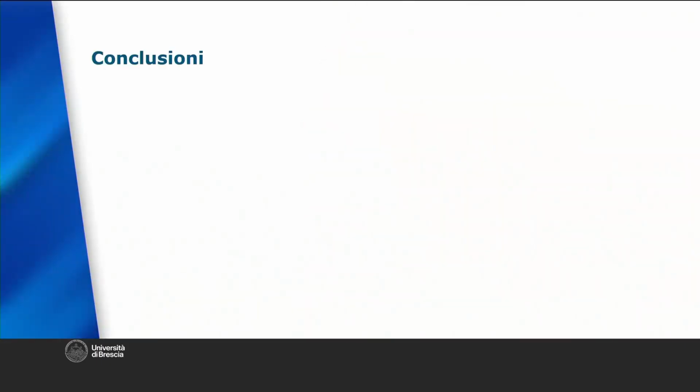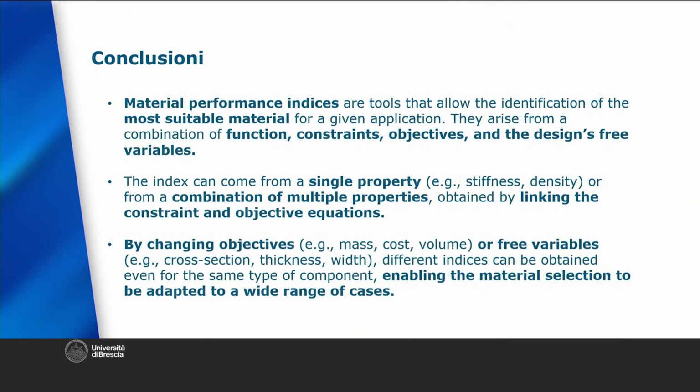In this in-depth lesson, we saw that material performance indices are tools that allow you to identify the most suitable material for a given application, or one that arises from a combination of function, constraints, objectives, and free variables of the project. The index can coincide with a single property, for example, stiffness or density, or with a combination of several properties obtained by combining the constraint and objective equations.